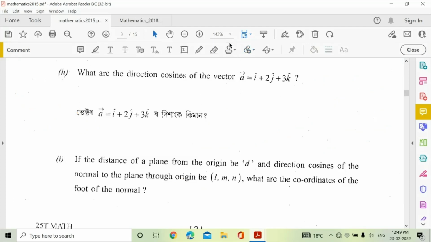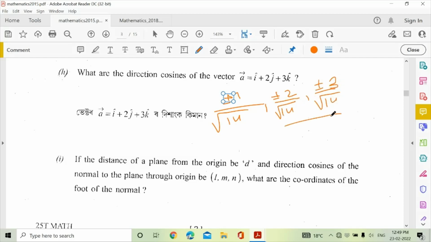So we can easily find out the direction cosines also. What is the direction cosines then? Direction cosines are plus minus 1 by root 14, plus minus 2 by root 14, plus minus 3 by root 14. In this way you have to write down. Correct? So let us consider another one.